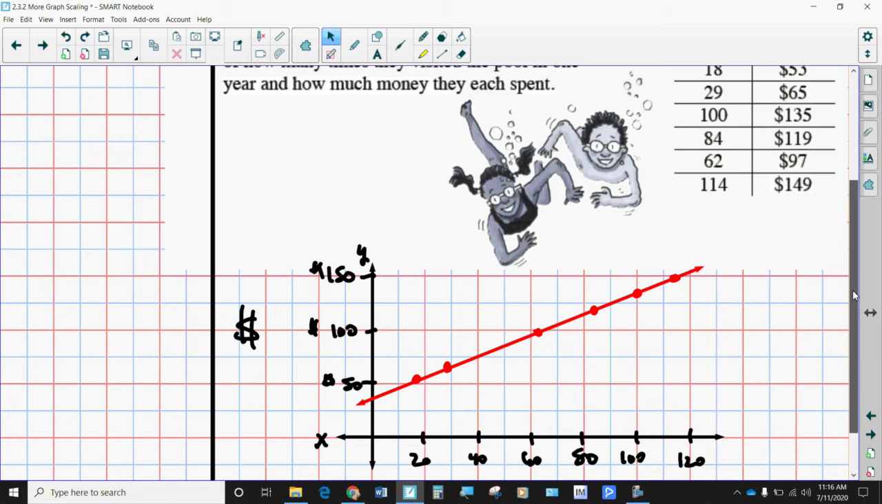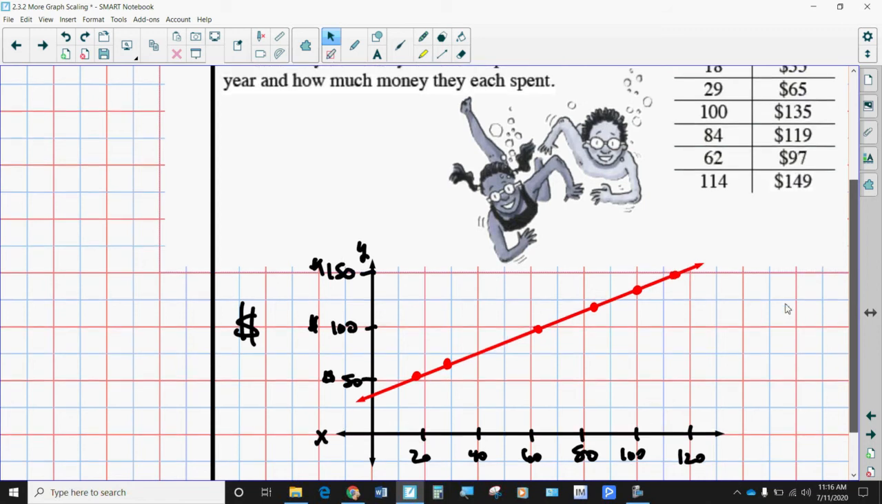I'm going to show you that there is a way, although I'm not going to walk you through the process. I'm just going to do the work and I'm going to show you an equation that matches this particular situation. So I'll be able to tell you what the annual fee is and how much they charge per visit.